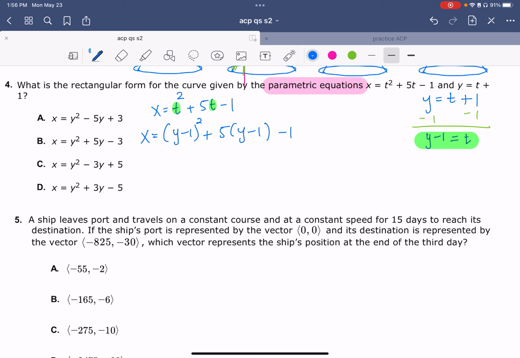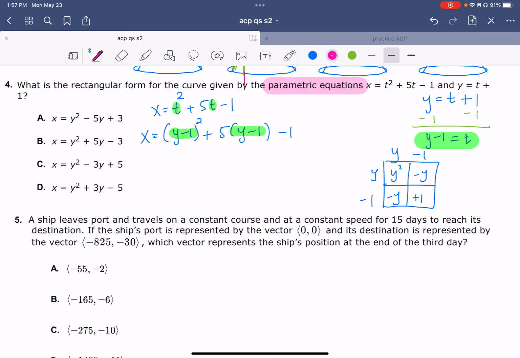Now we have y minus 1 squared. That is going to be y minus 1 times y minus 1. Anytime something is squared, you're multiplying it by itself. And so you end up with two binomials that you need to multiply. The easiest way to do that is FOIL or the box method. I prefer the box method. You can do FOIL if you want. So y minus 1 times itself. y times y is y squared. Negative 1 times y is negative y. And negative 1 times negative 1 is positive 1.